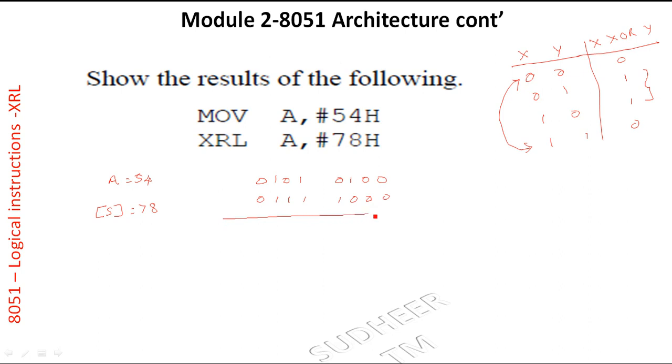Okay, we will perform the bit by bit exclusive OR operation. 0 XOR 0 is 0, 0 XOR 0 is 0, 0 XOR 1, different inputs, output is 1, 1 XOR 0, different inputs, output is 1, 1 XOR 1, same input, output is 0, 0 XOR 1, different input, output is 1, 0 XOR 0, same input, output is 0, 0 XOR 0, same input, output is 0. So while executing XRL A comma #78, our result is 0, 0, 1, 0, 1, 1, 0, 0.